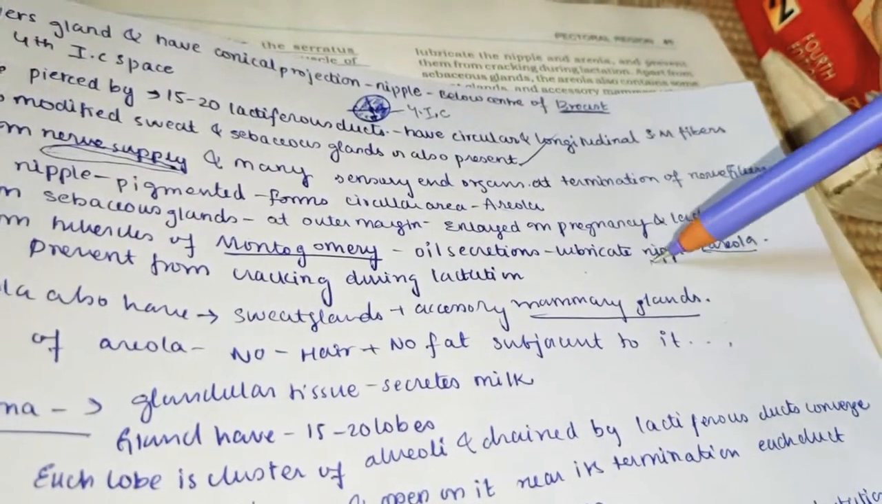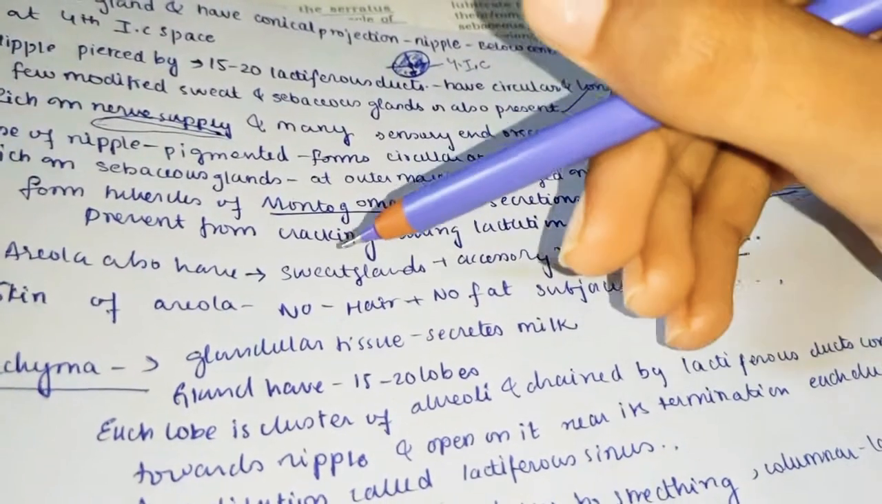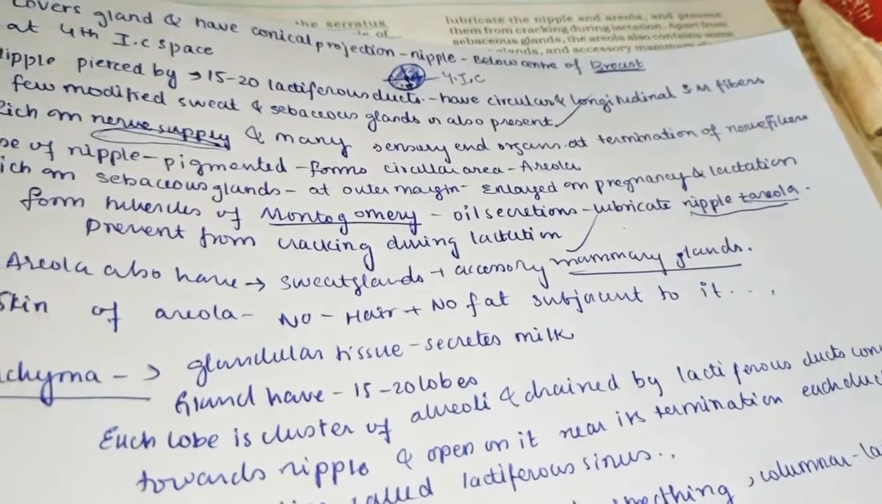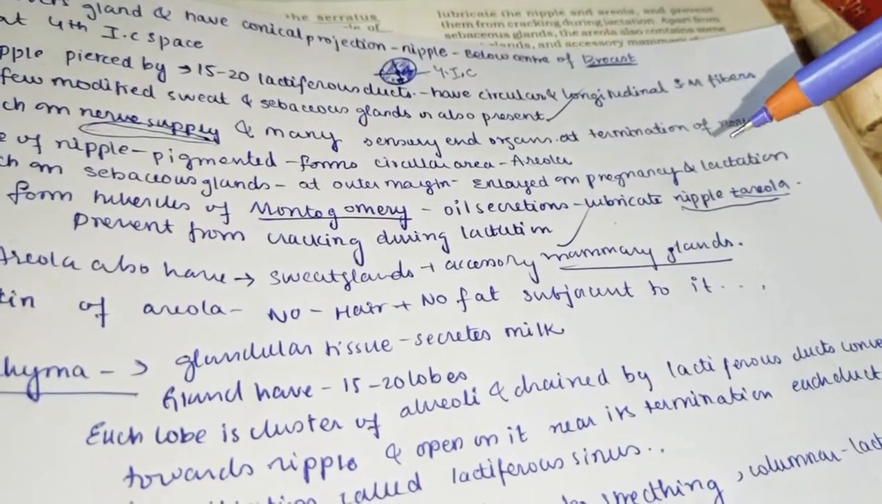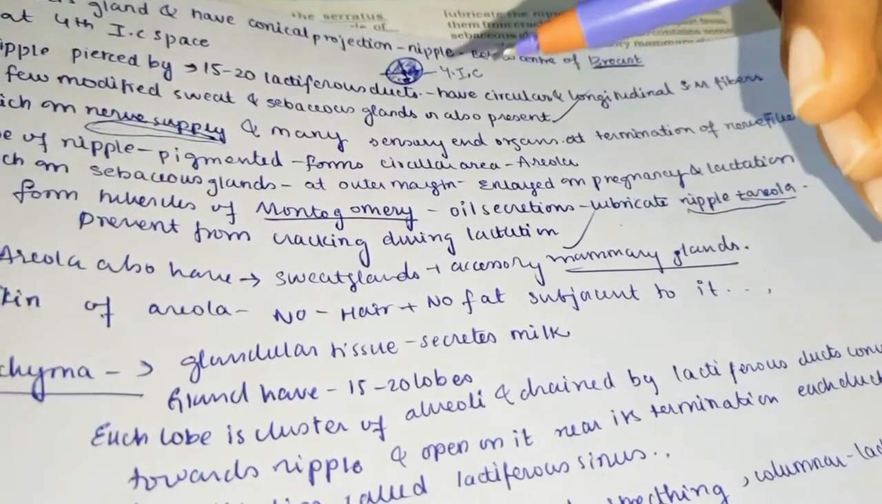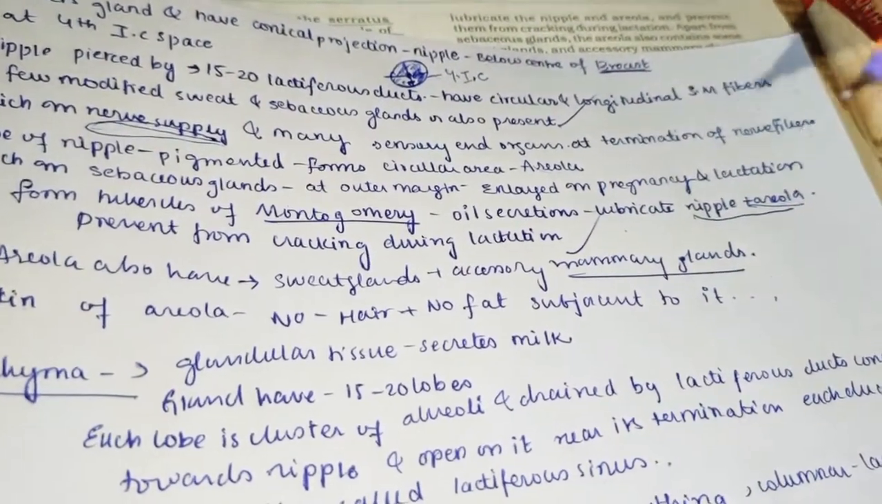And also the areola. They will lubricate the nipple and areola and prevent cracking during lactation. Especially in the case of pregnancy, to prevent the nipple and areola from cracking, the Montgomery glands have more oil secretions from the sebaceous glands so that we can lubricate them.